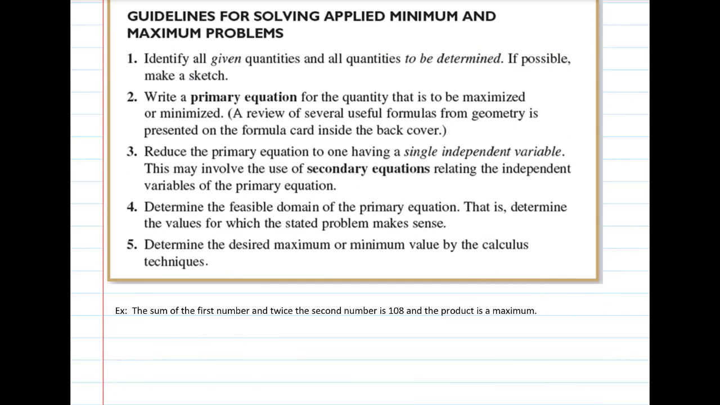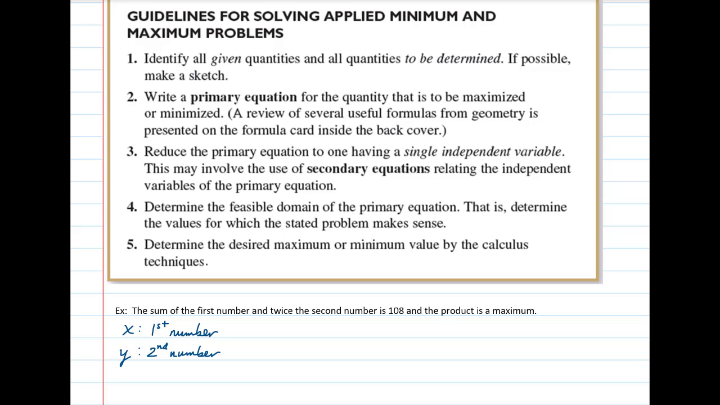Okay, so here's an example. The sum of the first number and twice the second number is 108, and the product is a maximum. Here we want to find two numbers where these conditions apply: the sum of the first number and twice the second number is 108, and the product is a maximum. So the first thing we want to do from the guidelines is identify all the quantities that are given and everything that is to be determined.